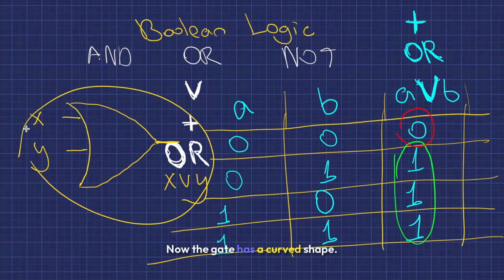Now the gate has a curved shape. It behaves like an addition, as we mentioned here. 0 plus 1 is 1, and 1 plus 1 is still 1. So we don't carry anything in the Boolean logic.